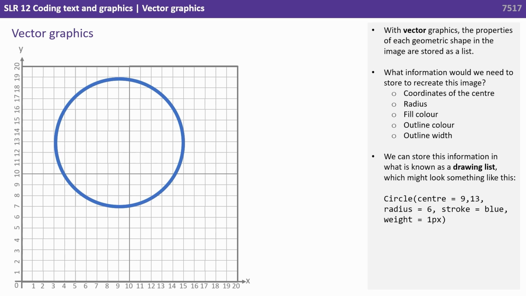Well, we'd need to know the coordinates of the center, the radius, the fill color, the outline color, and also the width of the outline. We can store this information in what is known as a drawing list, and it might look something like this.